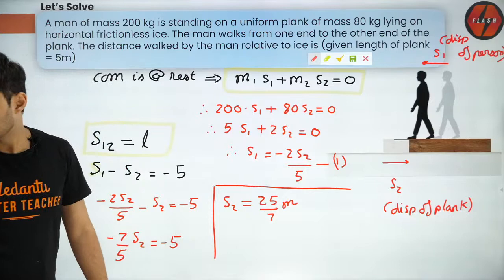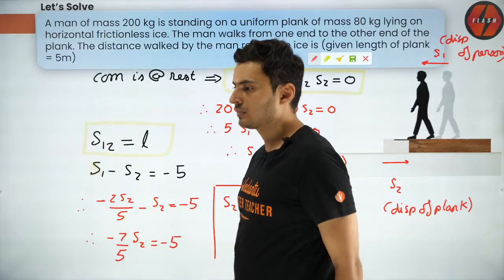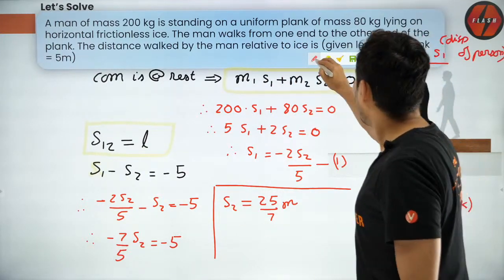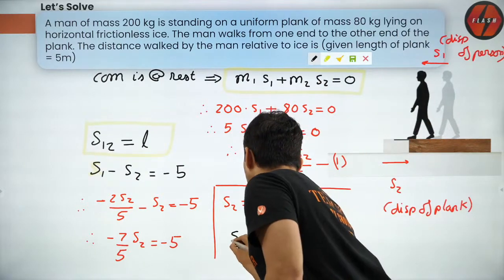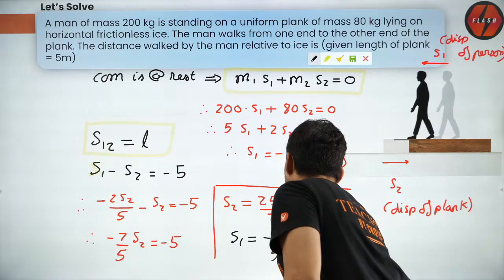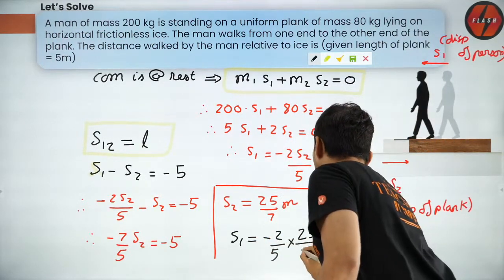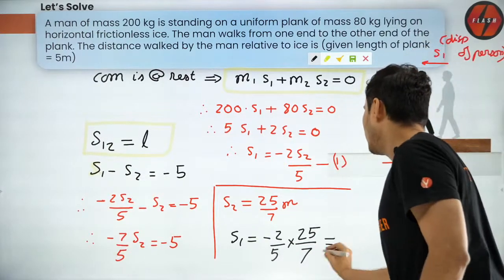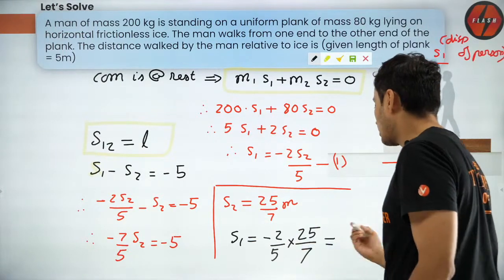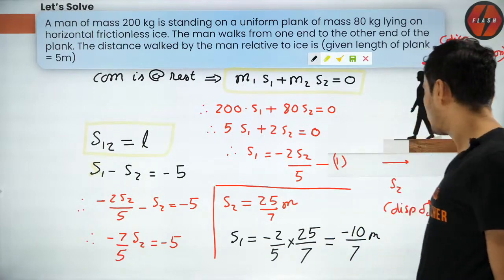Just check it out. Is it correct? Yes. Now, if this is the case, what will be S1? S1 will be -2 by 5 times of this number, which is 25 by 7. So what will it be? Yes, 5 cancels, so -2 into 5, -10, so -10 by 7 meters.